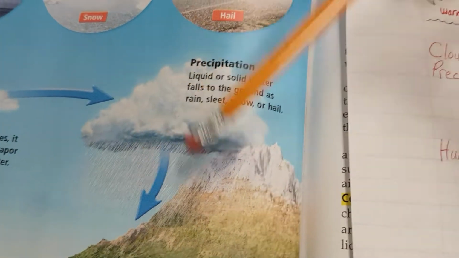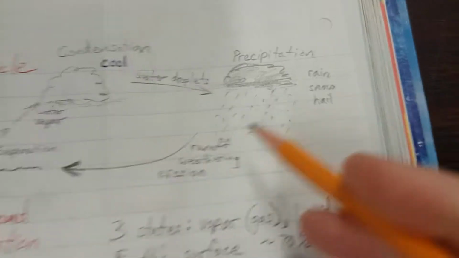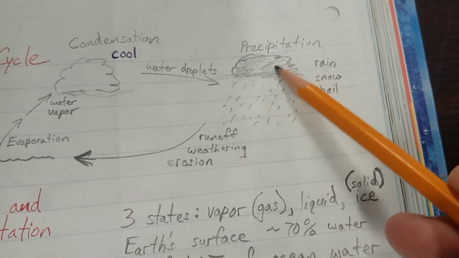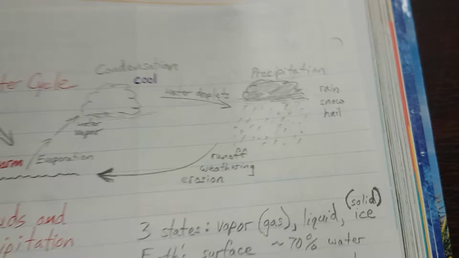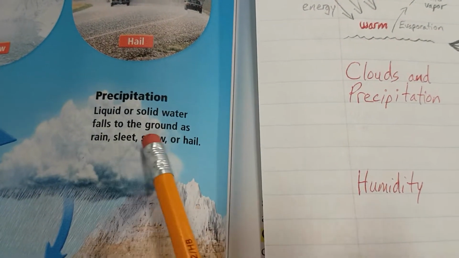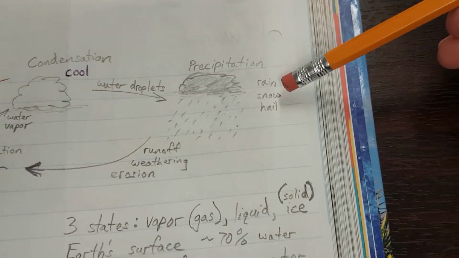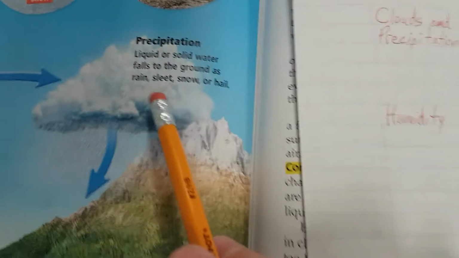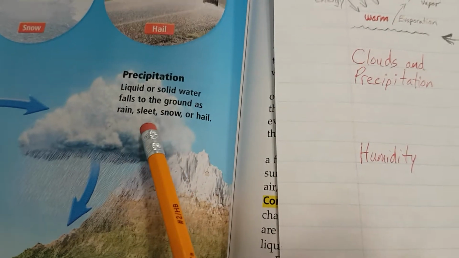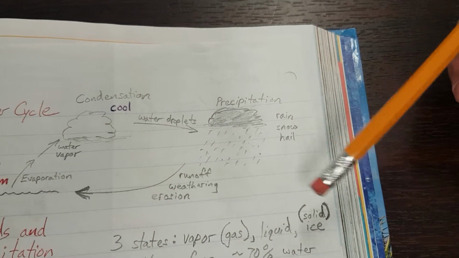Okay, next up is a bigger, darker cloud with rain. I kind of used my pencil to shade it in a little bit and make it darker, like a storm cloud. Precipitation: liquid or solid water falls to the ground as rain, sleet, snow, or hail. So I put rain, snow, hail. Sleet is basically just kind of like halfway between rain and snow. It's just a mushy snow. So rain, snow, and hail are your main 3.